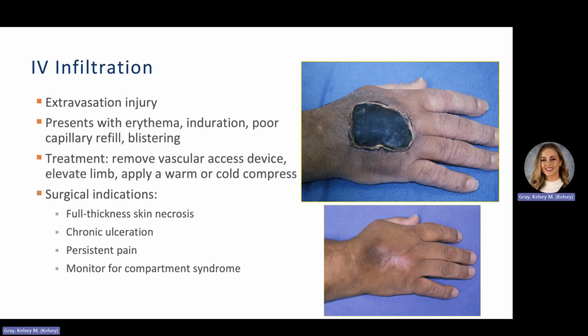IV infiltration is an extravasation injury. It presents with erythema, induration, poor capillary refill, and blistering. Treatment would include removal of the vascular access device, elevating the limb, and applying a warm or cold compress. Surgical indications would be the presence of full thickness skin necrosis, chronic ulceration, persistent pain, while at the same time monitoring for compartment syndrome.